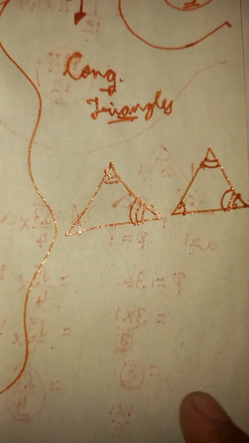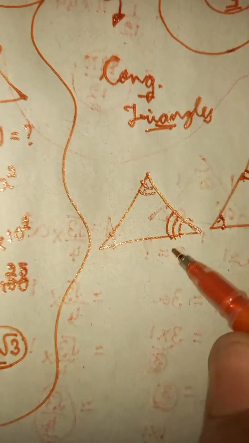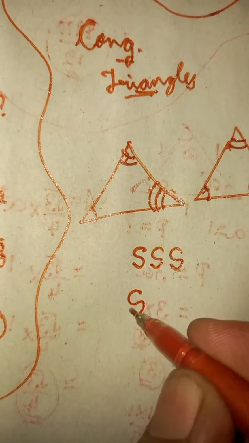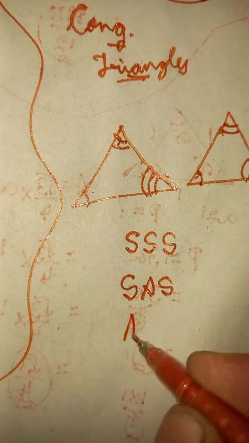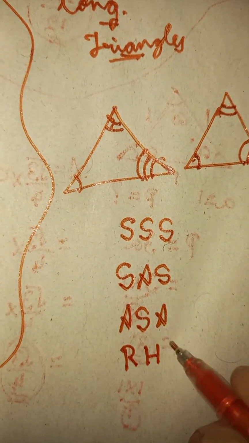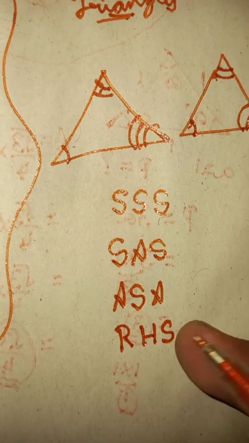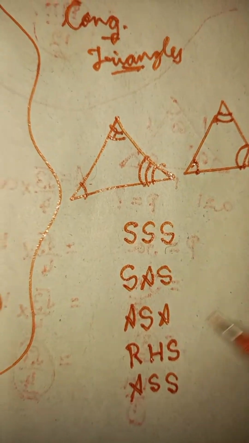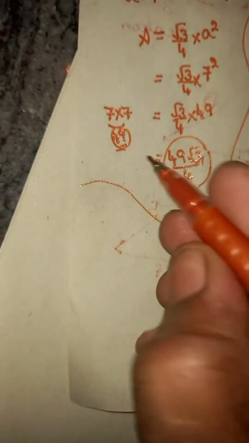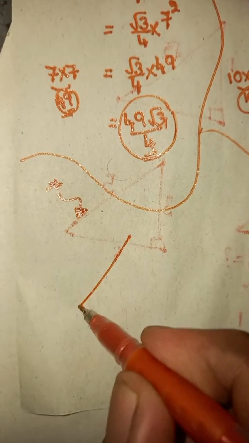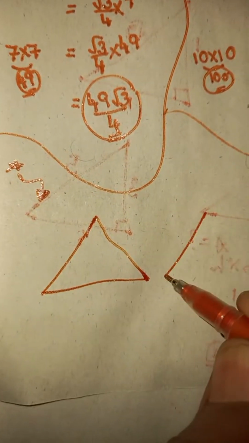I'm going to tell the different ways of congruent triangles. One type is SSS congruent triangle, another is SAS, one more is ASA congruent, one more is RHS congruent triangle, and another one is ASS congruent triangle. I'm going to explain each one of those types. Here they have given this triangle and this triangle.